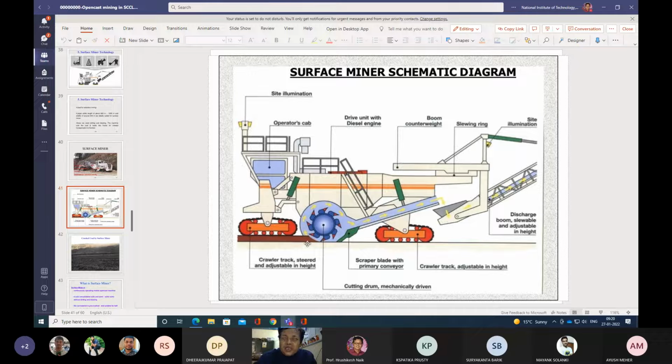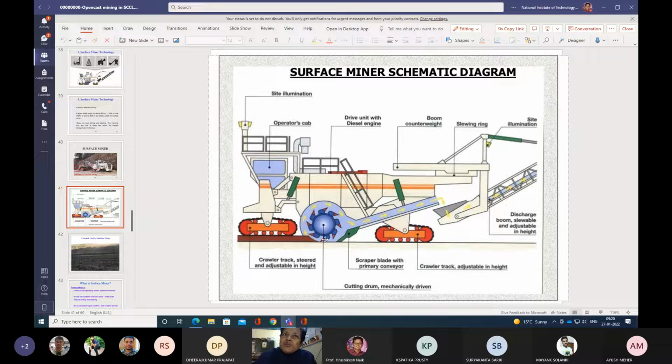And Sir, where does the crushing happen? Crushing, you see, this is the drum, this is the cutting drum. The cutting drum has a number of picks there, 1, 2, 3, 4, 5, 6, 7, 8, and these picks are very sharp. So whenever it is cutting, you are getting the sized materials, you are getting the crushed materials.